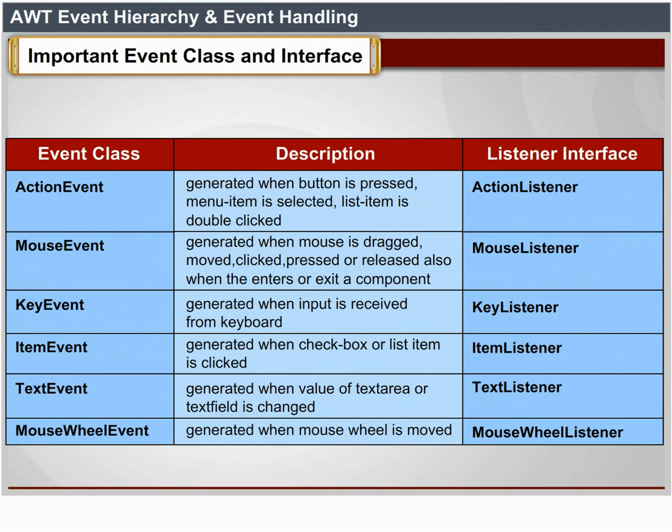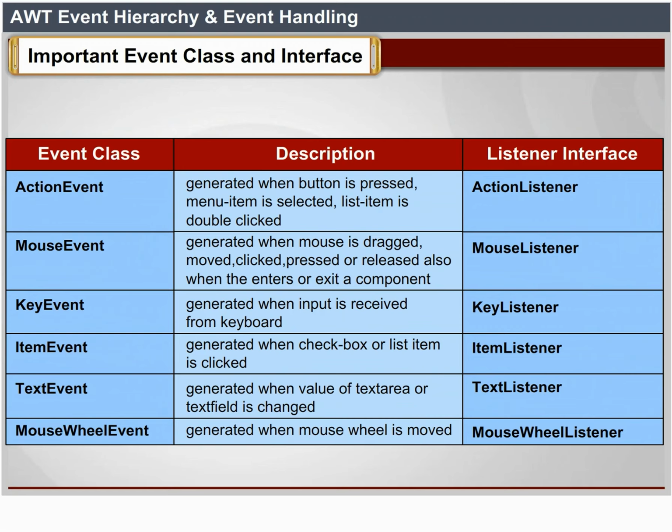Mouse event. It is generated when the mouse is dragged, moved, clicked, pressed or released, and also when it enters or exits a component. That is the MouseListener interface. Key event. It is generated when input is received from the keyboard. That is the KeyListener interface. Item event. Generated when a checkbox or list item is clicked. That is the ItemListener interface.